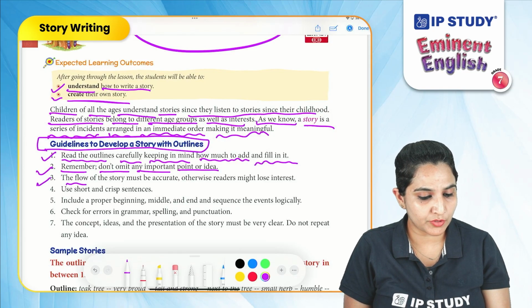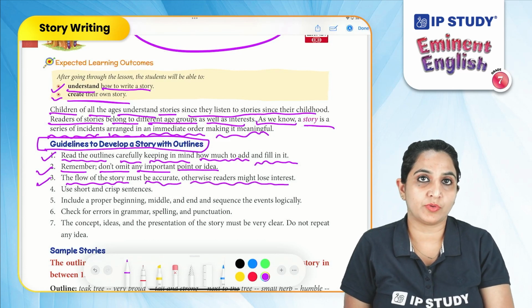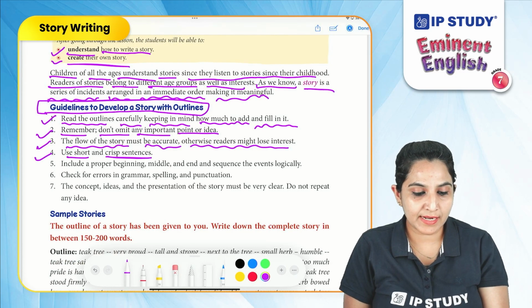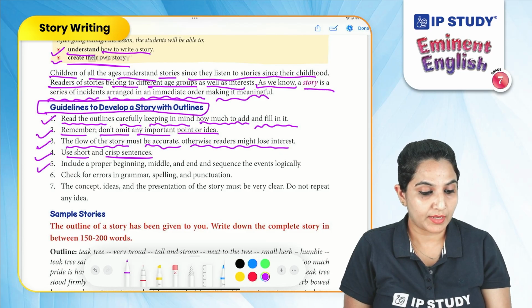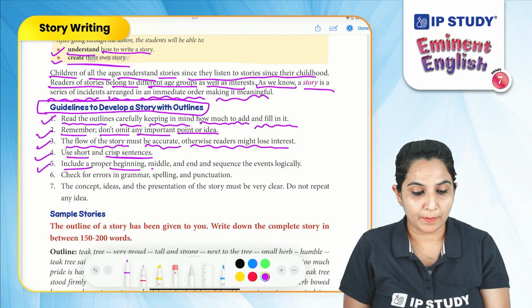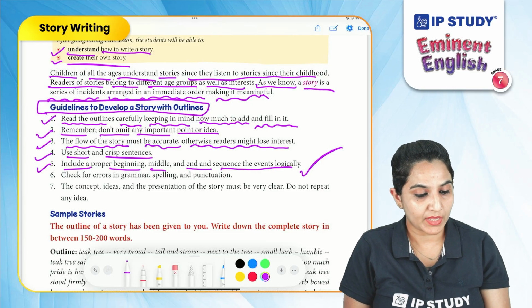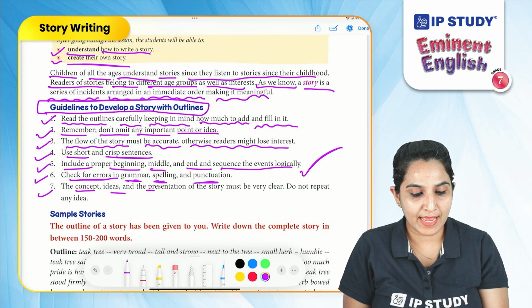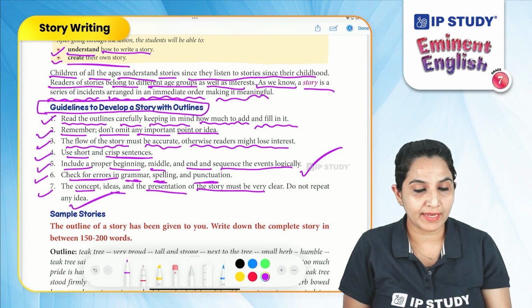The flow of the story must be accurate, otherwise readers might lose interest. So it should have a logical flow. Use short and crisp sentences so that it is not boring for the readers. Include a proper beginning, middle and end and sequence the events logically. Check for errors in grammar, spelling and punctuation. The concept, ideas and the presentation of the story must be very clear. Do not repeat any idea.